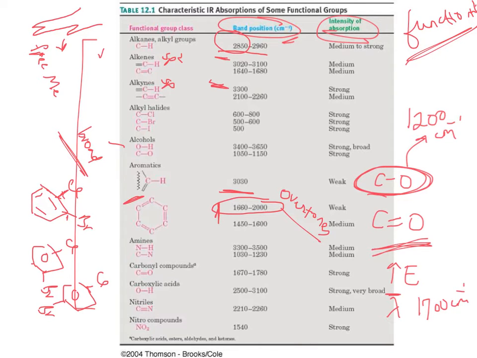Amines, again, you have a broad peak at 3300. Carbonyl compounds, we just talked about that. 1700 is the general range. Carboxylic acids will have an additional OH between 2500 and 3100 or so. Anytime you have a triple bond, irrespective of if it's C triple bond C or C triple bond N, that shows up between 2200 to 2300 in that range. Nitro compounds are at 1540.